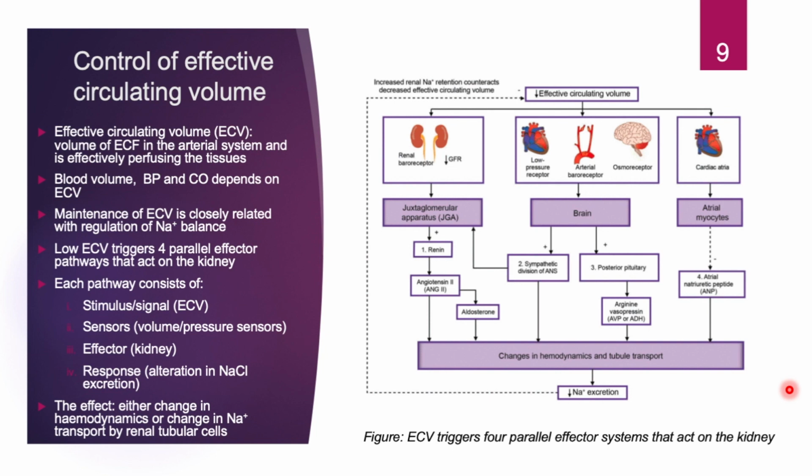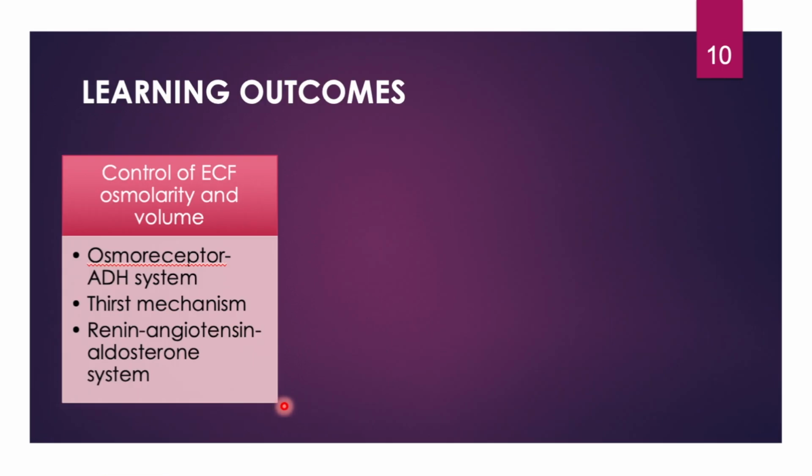The effect is either a change in hemodynamics or change in sodium transport by renal tubular cells. For example, in the case of decreased ECV, renin-angiotensin-aldosterone system will be activated, sympathetic activity will also be activated, and ADH secretion will be increased. At the same time, ANP secretion will be inhibited. All of these effector systems will change the hemodynamics and tubular transport in the kidney, which ultimately leads to reduction in sodium excretion. So those were the three main mechanisms that control water and sodium homeostasis.